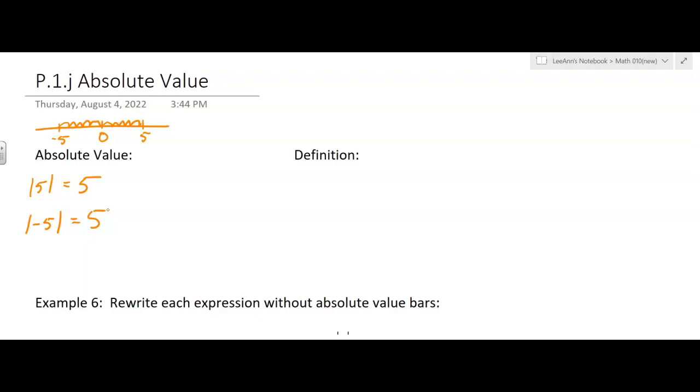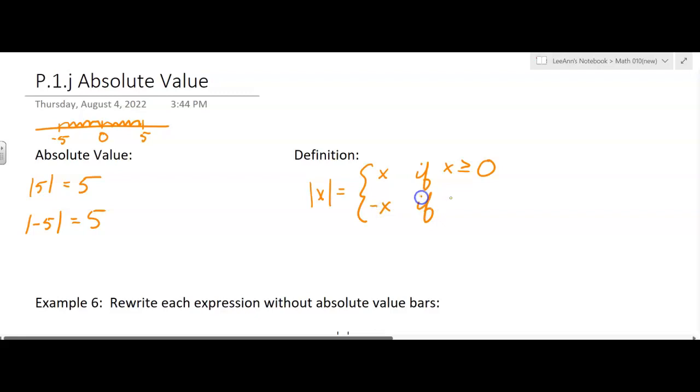There is a technical definition, though, for absolute value. It says absolute value is defined as x if x is greater than or equal to 0. So if you're taking the absolute value of a positive number, or 0, it's just going to be that number. But it's the opposite of the number if x is less than 0. So if it's -5, then you have to do the opposite of -5, and the opposite of -5 is 5.